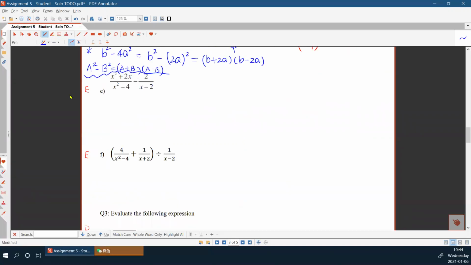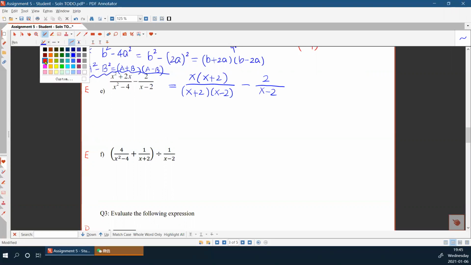Okay, next one. Again, first of all, try to factor each term first, okay? Factoring the first term gives you x times x plus 2 over x plus 2 times x minus 2, okay? And then the second term, you can do nothing about it, okay? So what should we do here, Emily? What should we do here? You can cancel this, right?